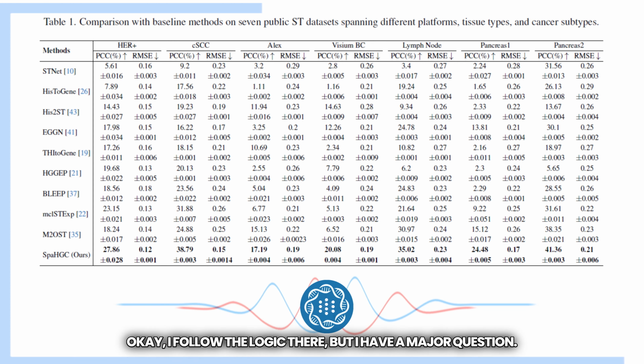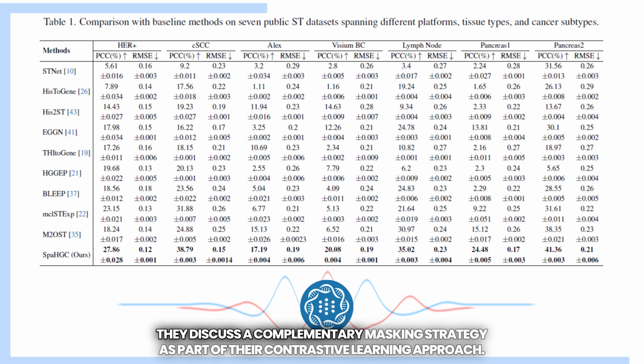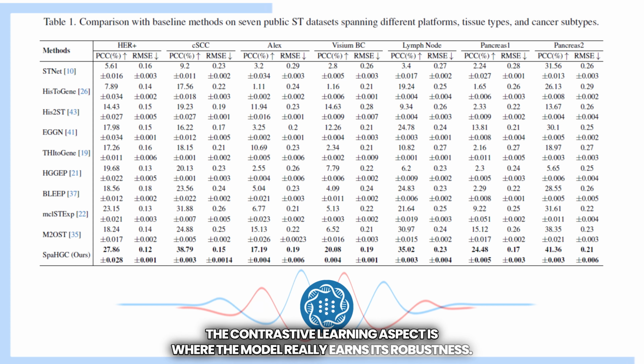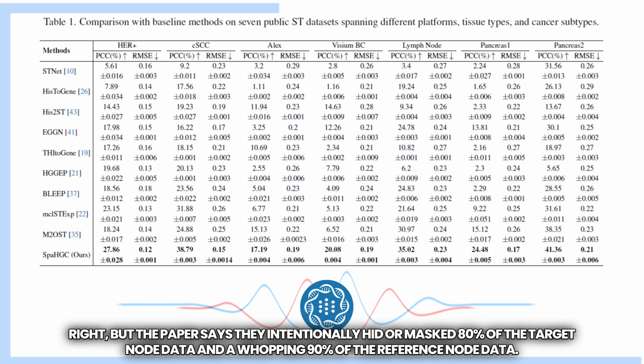But I have a major question, a serious bit of pushback here regarding a training method the researchers used. Okay, let's hear it. They discuss a complementary masking strategy as part of their contrastive learning approach. Yes, the contrastive learning aspect is where the model really earns its robustness. Right, but the paper says they intentionally hid or masked 80% of the target node data and a whopping 90% of the reference node data when they were training the network.